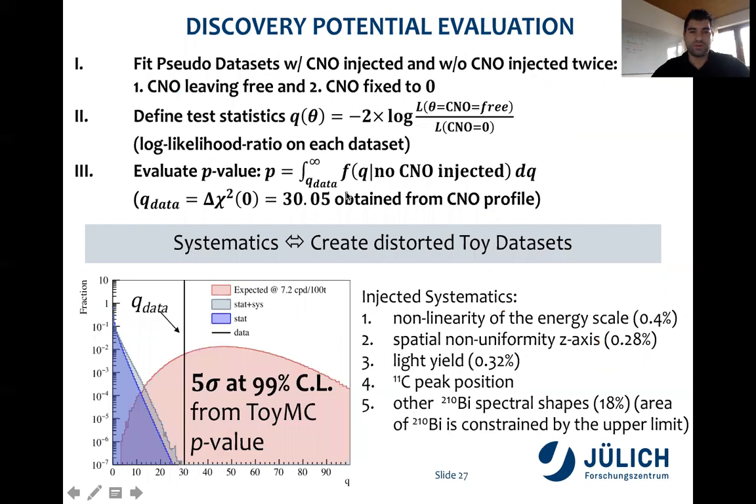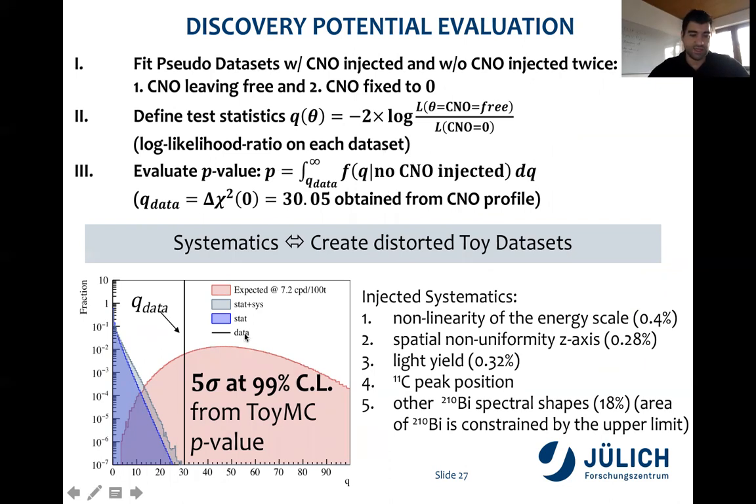We also did a toy Monte Carlo study. So we created pseudo datasets and injected the CNO neutrino rate, with and without the injected CNO rate. And we fit these datasets, leaving the CNO rate free or fixing it to 0. Then we can define a test statistic distribution, which is basically 2 times the log likelihood ratio, and then we can evaluate the p-value.